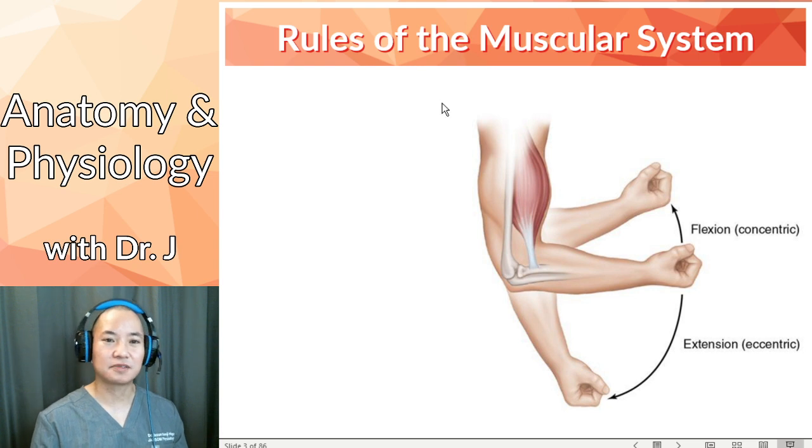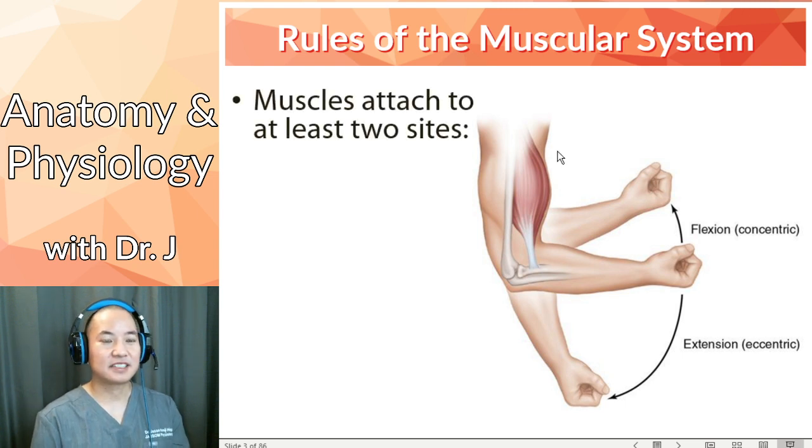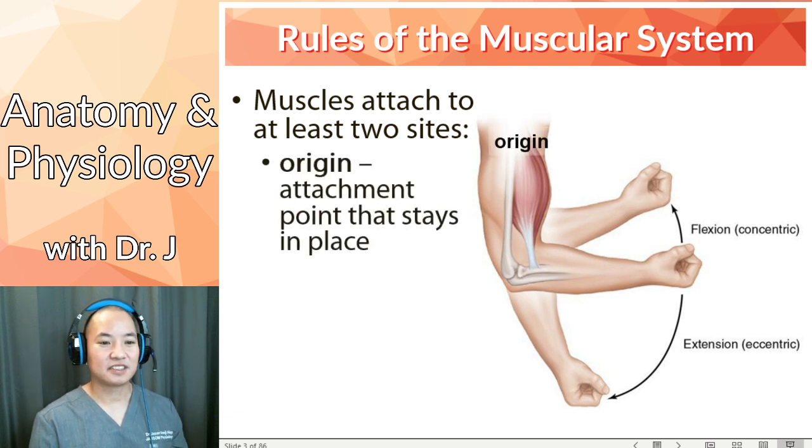Okay, so there are general rules of how muscles operate. So what we have here, flexion and extension, so joint movements. But now we're going to talk in this chapter about what is actually moving the joints. So muscles attach to at least two sites. Sometimes they attach to more than two sites. But of these two sites, at least one is what you call an origin, and another one is called an insertion.